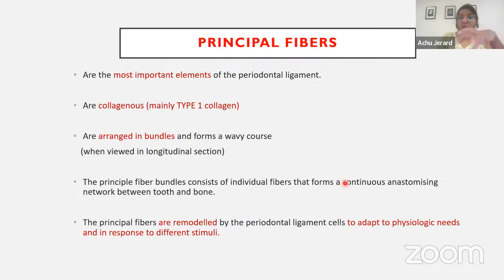All the important parts related to perio, that is the gingiva, bone, principal fibers of the periodontal ligament, as well as the cementum, everything has collagen only. There is no other, it is all made of type 1 collagen. There are different types of collagen, but it is all type 1 collagen, except for the basement membrane. Basement membrane alone has type 4 collagen.